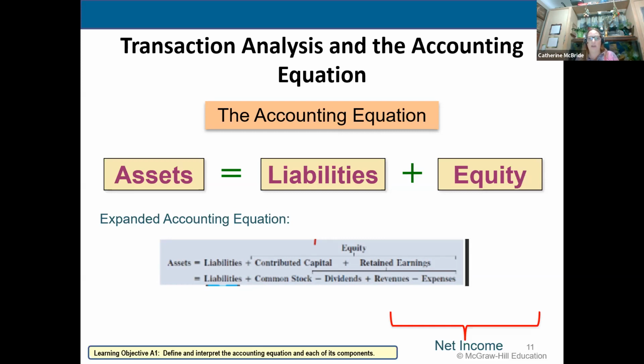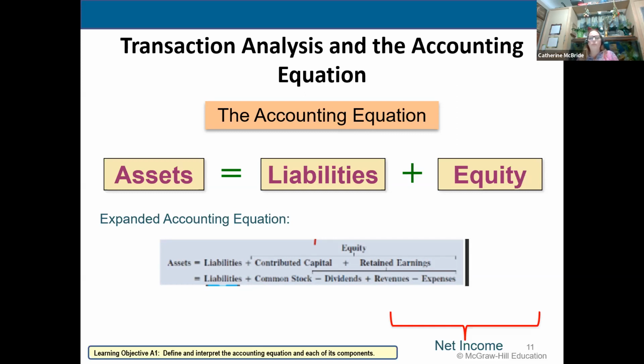Revenues increase retained earnings. So if we earn revenue, we increase retained earnings. And the way I think about that is if I'm an owner and my company is profitable, right? If I make a sale, then I now have more profit for me, right? Because I've sold something and part of it's profit, so I have more retained earnings. Expenses decrease retained earnings for the same reason. If I incur an expense, I have less left over for me. So we have assets, liabilities, and contributed capital and retained earnings in equity.